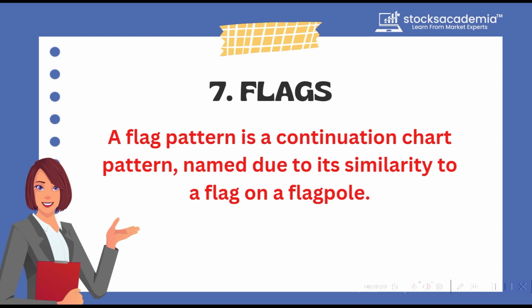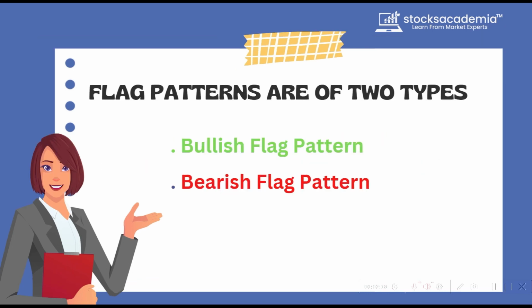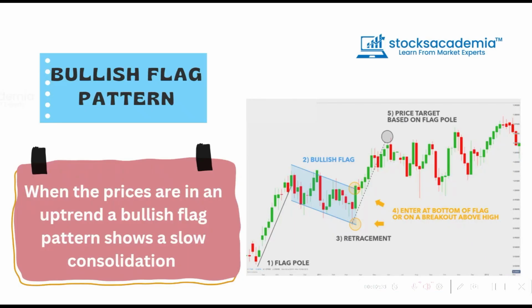Now let's talk about the seventh chart pattern, which is flags. The flag pattern is a continuation chart pattern named for its similarity to a flag on a flagpole. Basically, flag patterns are of two types. The first one is the bullish flag pattern and the second one is the bearish flag pattern. So we are going to discuss the bullish flag pattern and bearish flag pattern one by one.